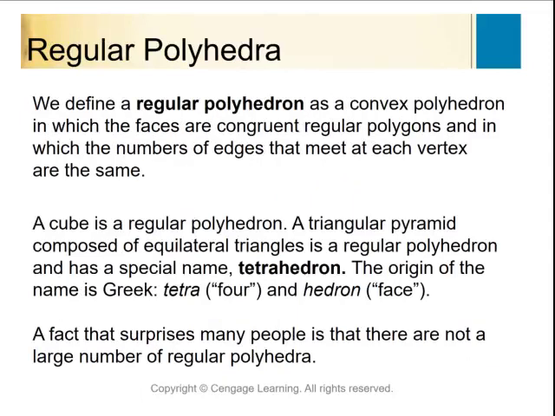And looking at these different shapes, we're going to further describe or classify them. A regular polyhedron is a convex polyhedron in which the faces are congruent regular polygons and the number of edges that meet at the vertex are the same. We're going to look at the picture of those in just a second so that we can call them a regular polyhedron. A cube would be a regular polyhedron, and a triangular pyramid composed of equilateral triangles is a regular polyhedron, and that has the special name of tetrahedron. So we're going to look at those pictures of these regular polyhedra.